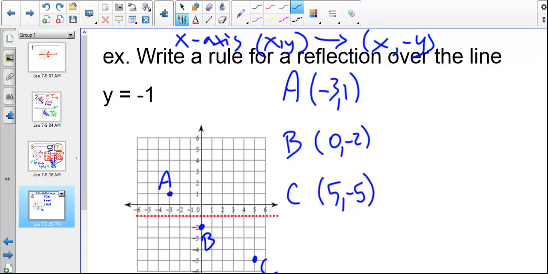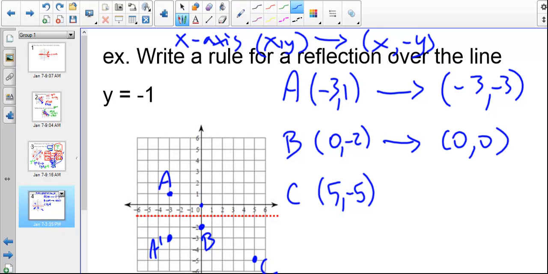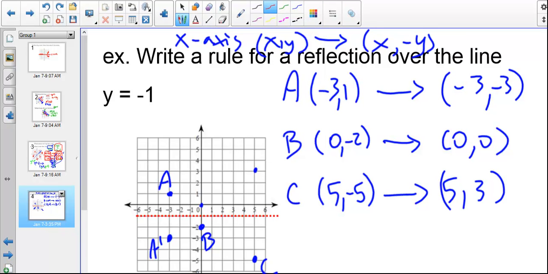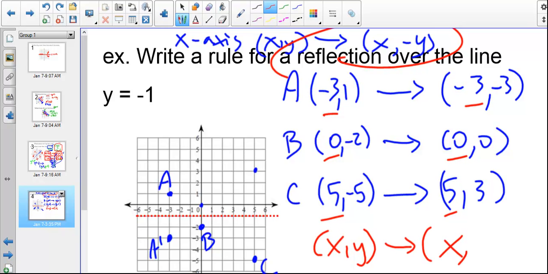When I reflect A, it's going to go down 2 below, so A prime is -3, -3. B prime will land up here at 0, 0. C prime is going to go up 4 units, so up 4 from there is 1, 2, 3, 4, 5, comma 3. So it makes sense so far that my rule is related to this because none of these x coordinates changed. 0 is still 0, 5 was still 5, negative 3 was still negative 3. So my actual rule appears to be x comma something.